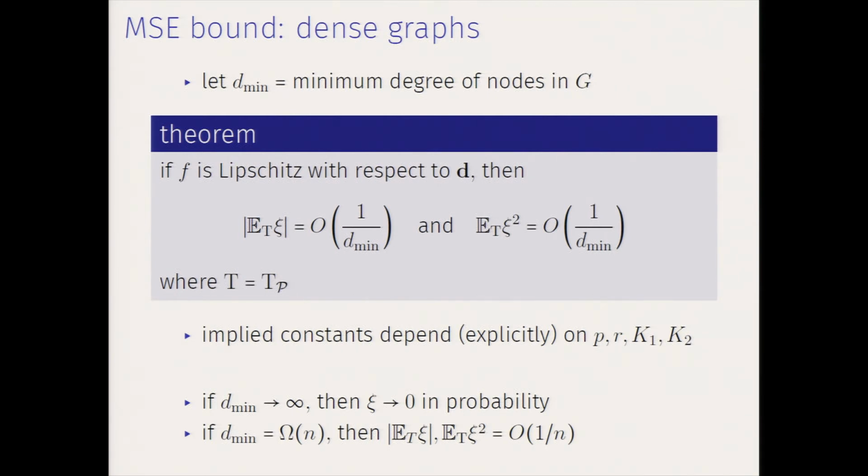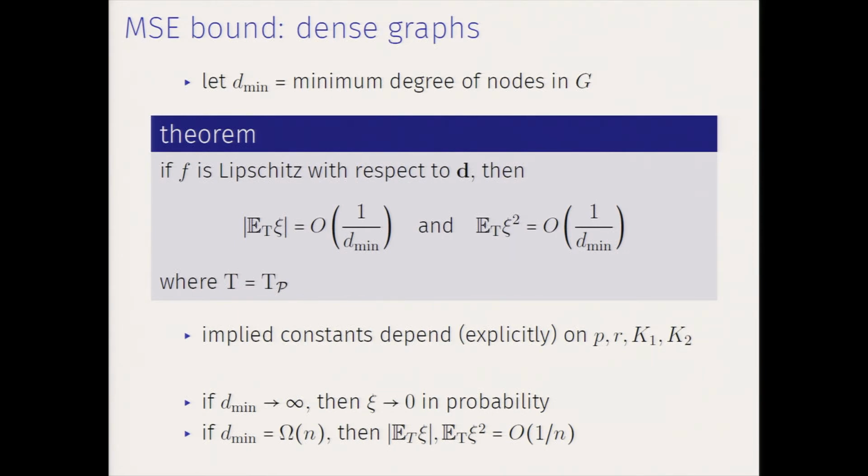And the result is that if the interference function is Lipschitz, in the sense I just described, then this net treatment effect is on the order of 1 over d min at most in expectation. And the expectation of the square of the net interference effect is also on the order of 1 over the min degree for the stratified treatment design that I described. The implied constants depend not on the graph, but on the other parameters of the model. So they depend on these constants k1 and k2, and they depend on the target treatment fraction.